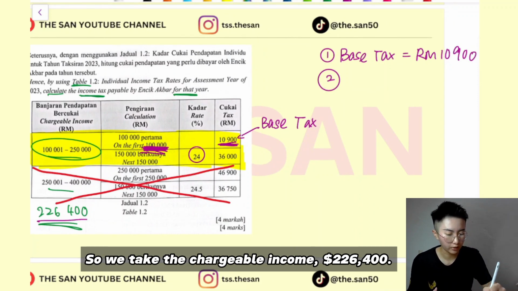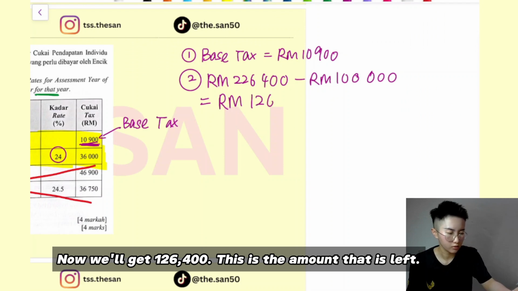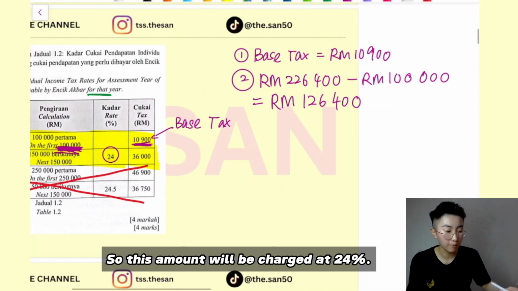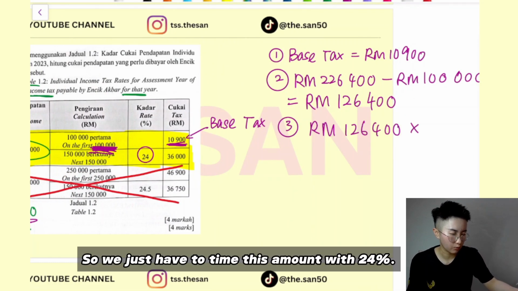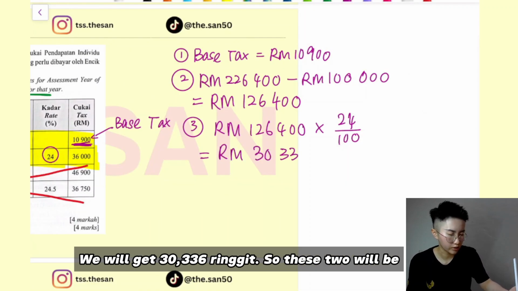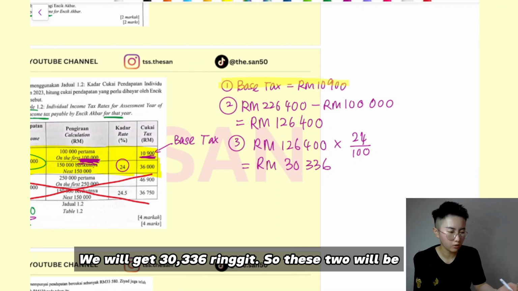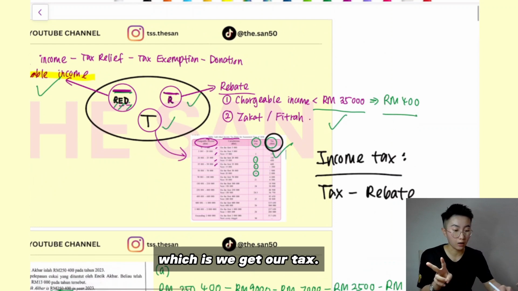So we take the chargeable income, 226,400, and we minus 100,000. Then we'll get 126,400. This is the amount that is left. This amount will be charged at 24%. So we just have to times this amount by 24%. We will get 30,336 ringgit. So these two will be our tax. This is the second step, which is we get our tax.